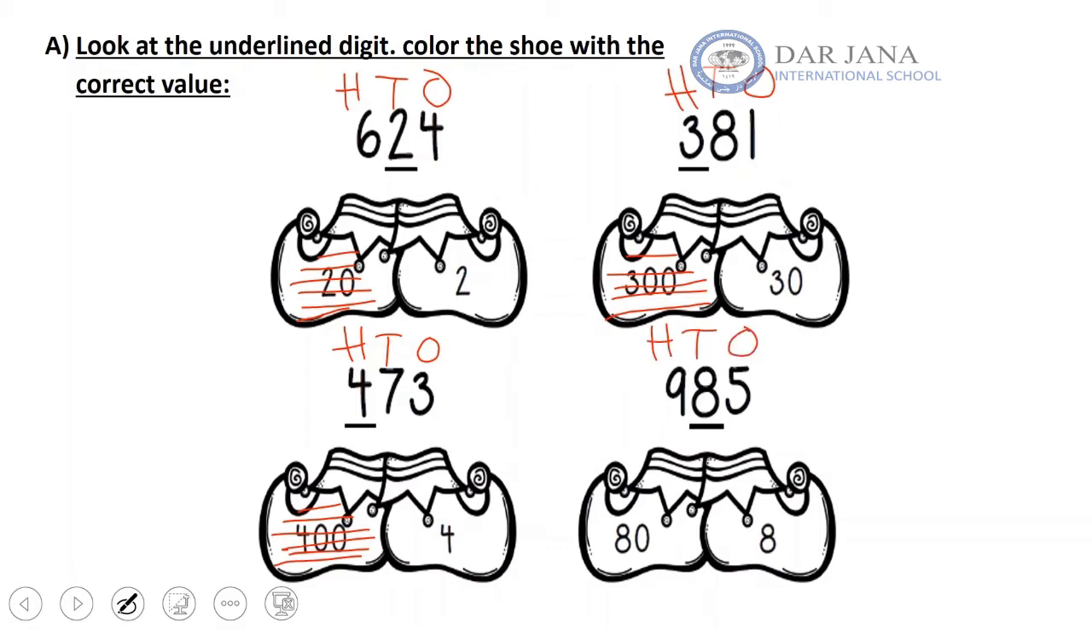Next, let's put hundreds, tens, and ones. What's the value of the underlined digit? The underlined digit here is 8. It's under the family of the tens. So what's the value of the 8? Very good. It's 80. You are not sure, so you have to read it. 985. So the value of the 8 here is 80.